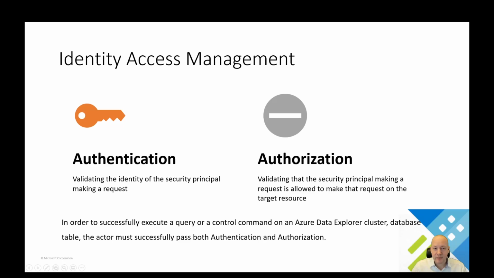Identity and access management consists of two parts, authentication and authorization. Both are necessary to execute a query or a control command on an Azure Data Explorer cluster, database or table. Authentication is the mechanism of validating the identity of the security principal, and authorization is the process of validating that the security principal which is making the request is actually allowed to make it on the target resource.